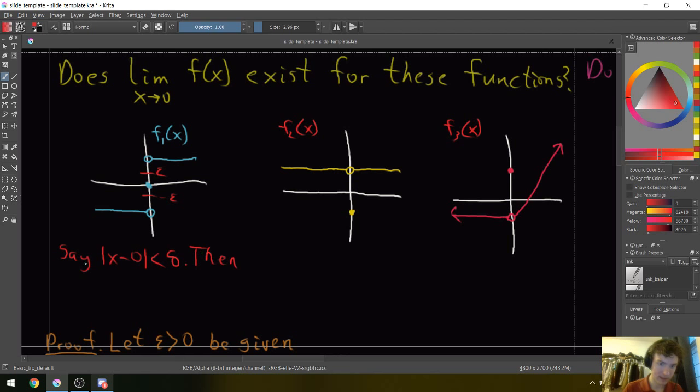So then, for whatever that delta was, let's just say f1 of delta over 2. This is within delta of 0, so it's supposed to be within our output tolerance. But we just showed that for any positive input, f1 outputs 1.